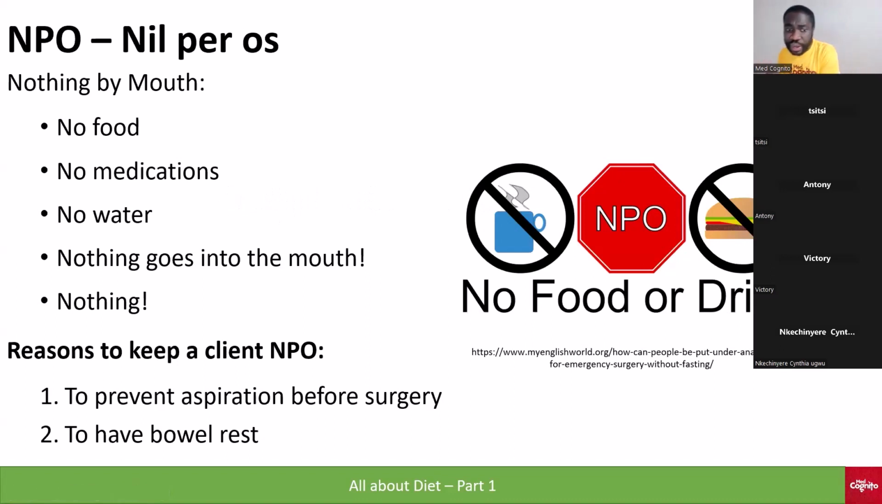Why do we do nil per os? Please write it in your books: to prevent aspiration, and number two, to have bowel rest. And what is aspiration? When a client has eaten and their tummy is full, and then the food backs up into the esophagus, the person can inhale it into the lungs. That can lead to very, very bad consequences. So we keep clients nil per os, number one, to prevent aspiration, and number two, to have bowel rest.